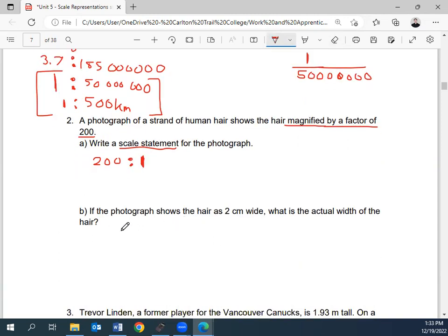So now my question is, if the photograph shows the hair as 2 centimeters wide, so now in the textbook it's 2 centimeters wide in your book, how big is that hair actually? So let's set this up. I know it's a 200 to 1 ratio. This is already established. We have a 200 to 1 ratio.